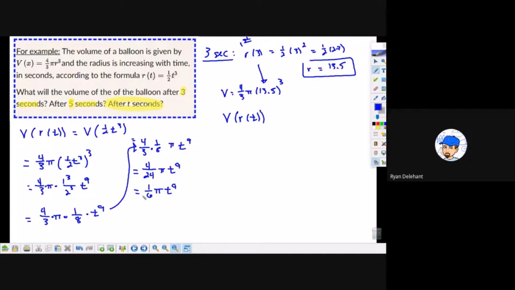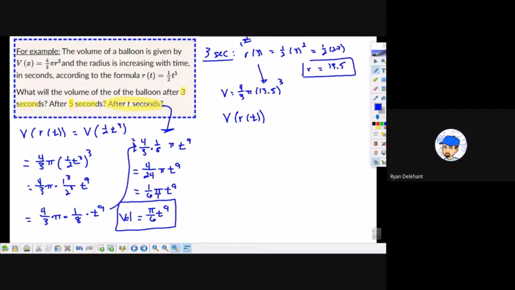The only thing that you're going to probably see, if they want you to find an equation like this, is they're not going to leave 1/6 pi t to the 9th. This is also a fraction. So that pi goes on top, that 6 goes on bottom. So the volume at time t is defined by pi over 6, which is a number, times the time to the 9th power. And that is our equation that models volume after time.